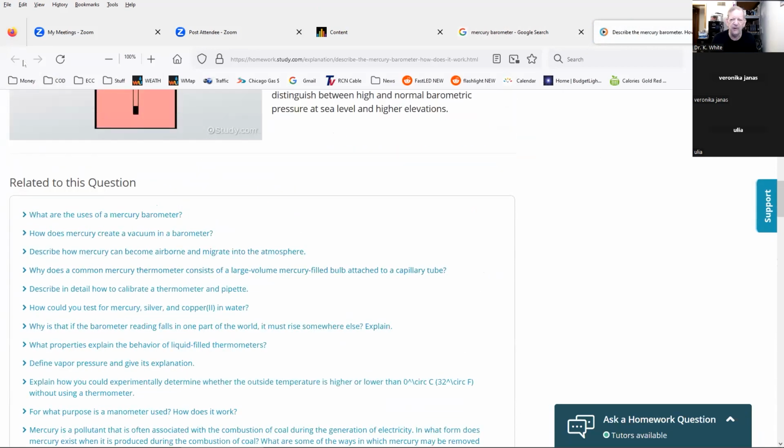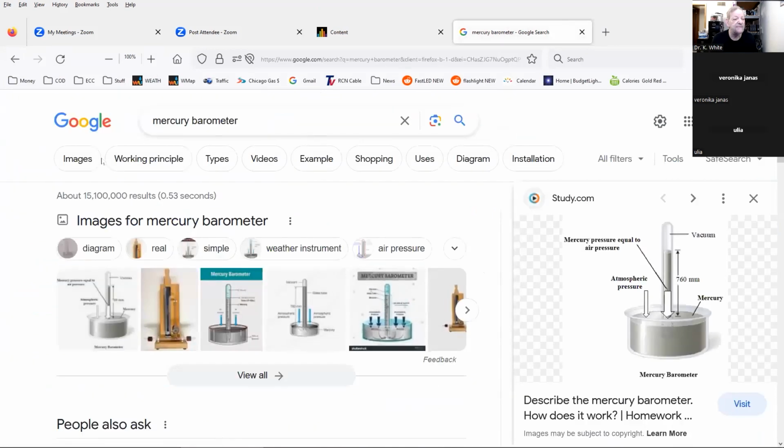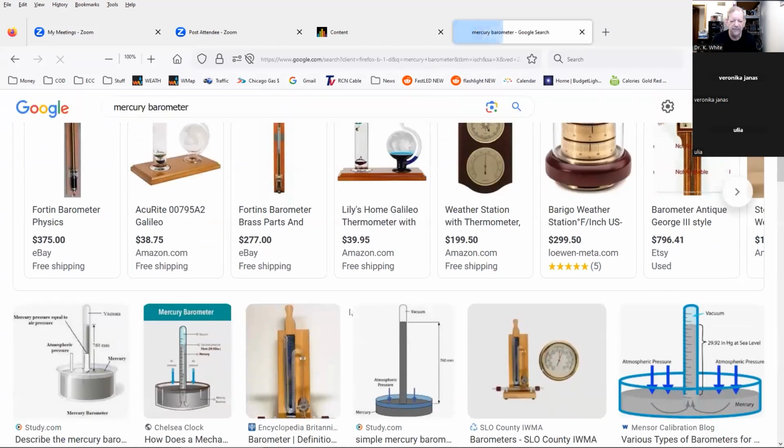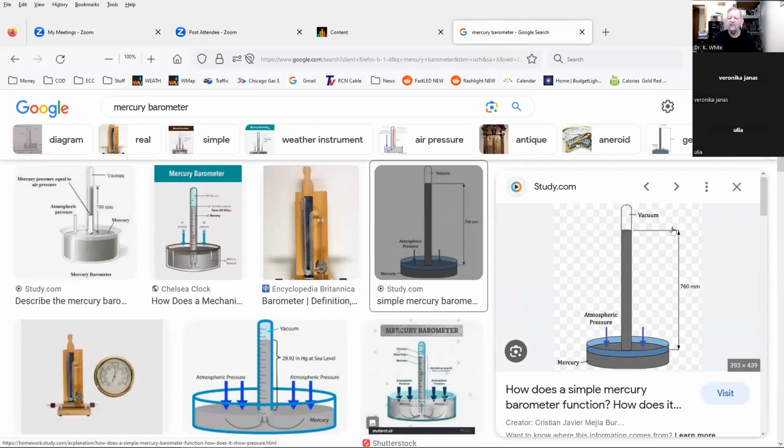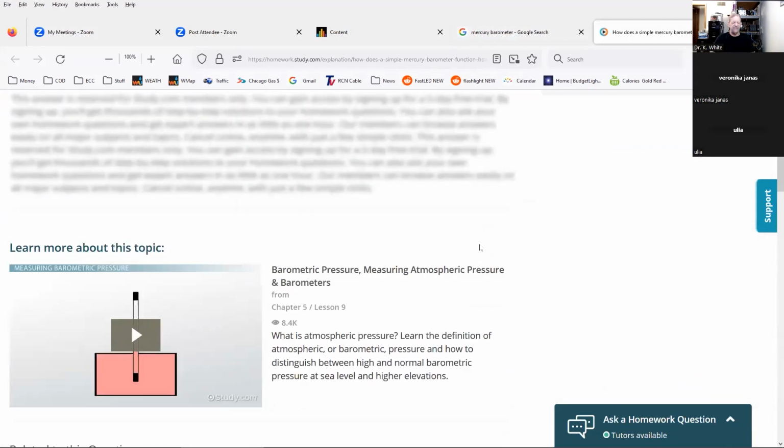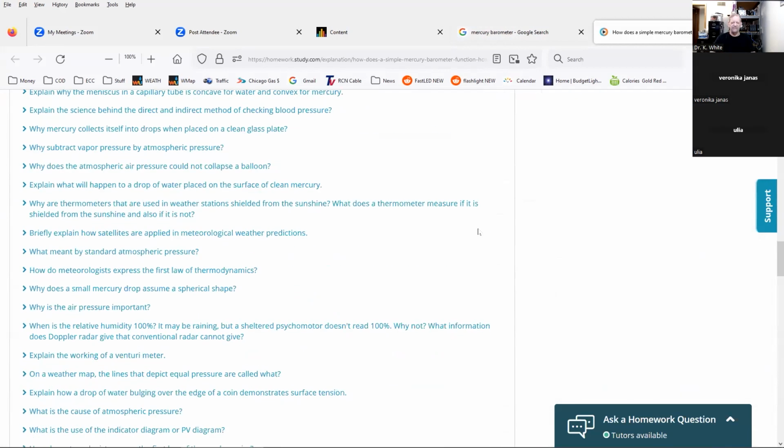Hang in there while I find a good picture. All right, does everybody see on your screen? Let me make sure. On the right, underneath where it says study.com, let's see if I can pull up a big picture from them. Nope, they don't want to.